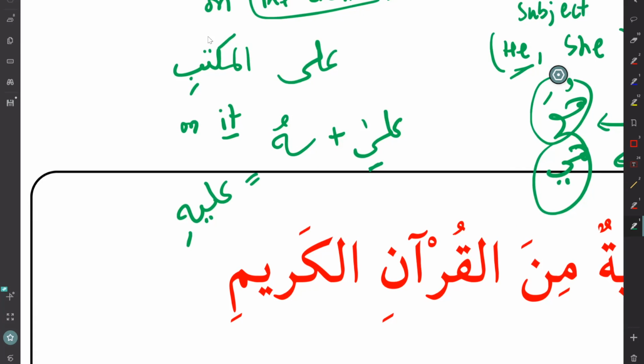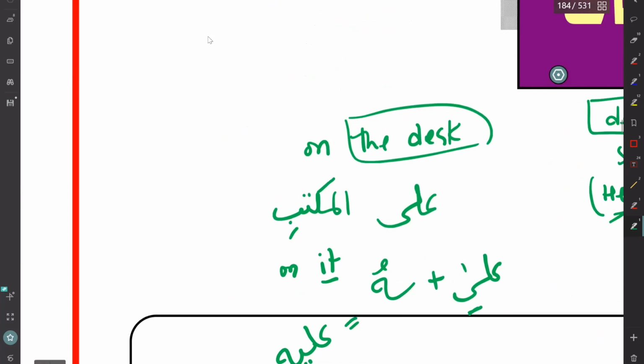Here it should be alayhu, right? But this is a specific rule: if you have ya or kasra before ha, you have to pronounce it with he, just to make pronunciation a little bit easier. That's all. Okay. For example, I'll give you one example.